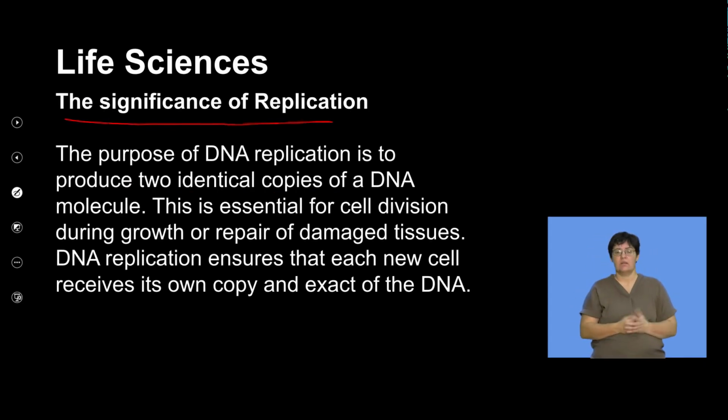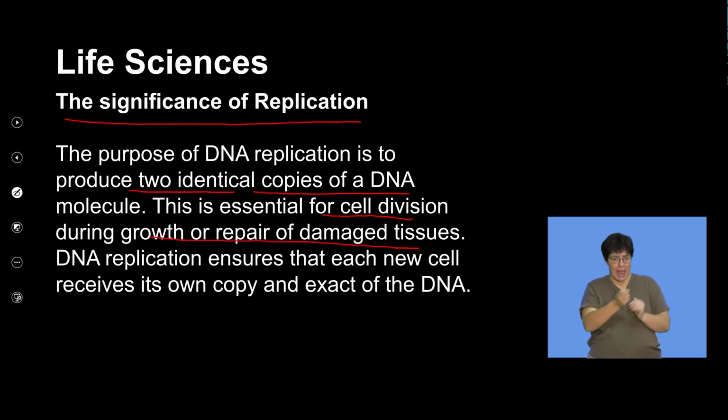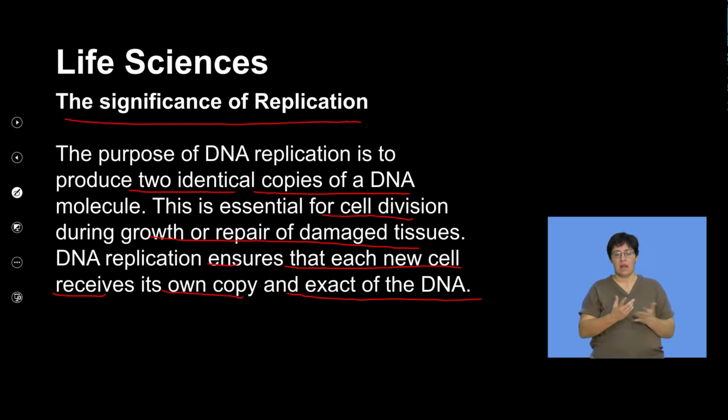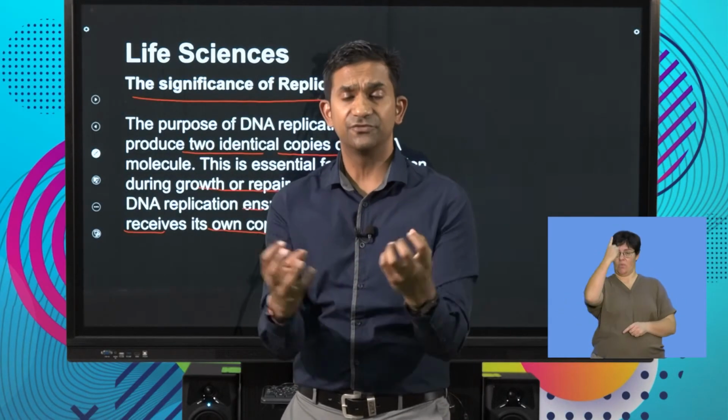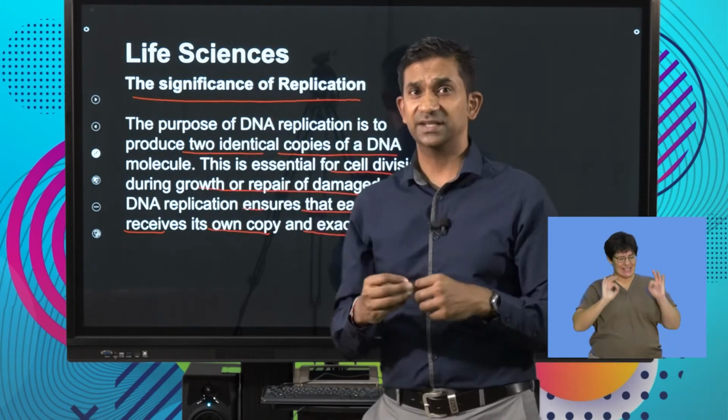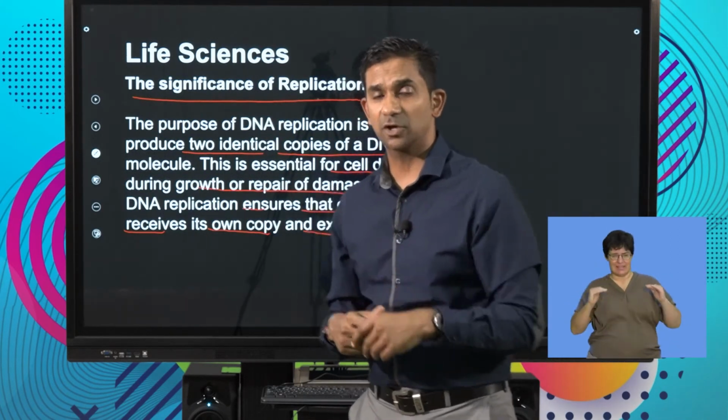What is the significance of replication? The purpose of DNA replication is to produce two identical copies of DNA. This is essential for cell division during growth and the repair of damaged tissue. DNA replication also ensures that each new cell receives its own exact copy of DNA. So when cells repair and regenerate, it is important that these cells have the same genetic information as the original cell that they've formed from. And so that is why it's important that DNA replication produces identical copies.